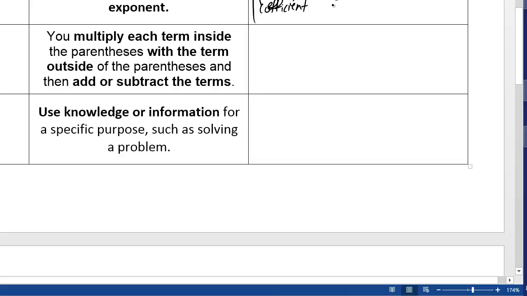This letter is the variable. And this number is the exponent. As long as the variable and the exponent are the same, you can add them together. So let's have an example.